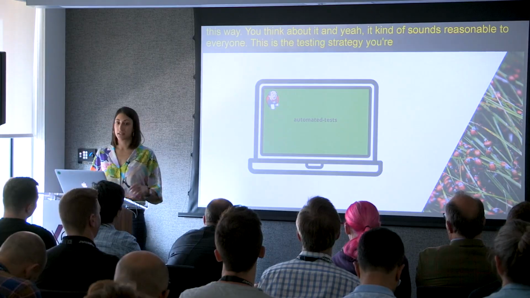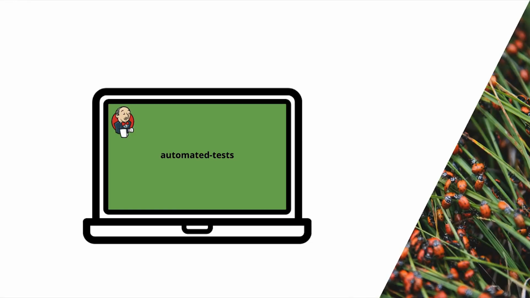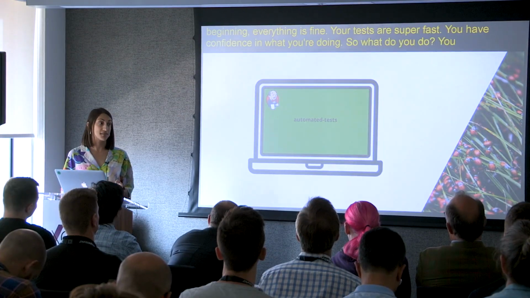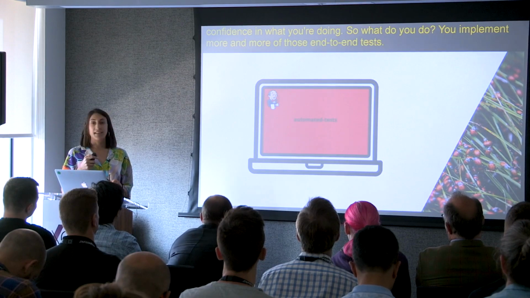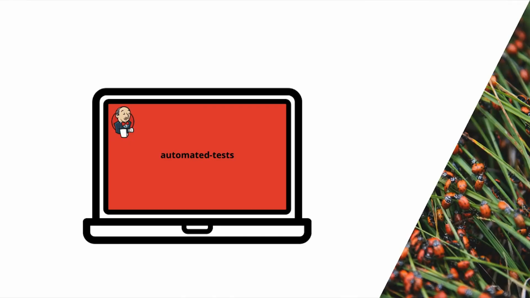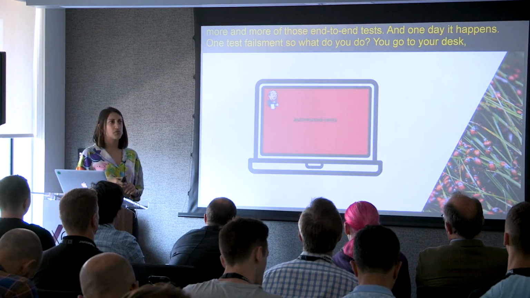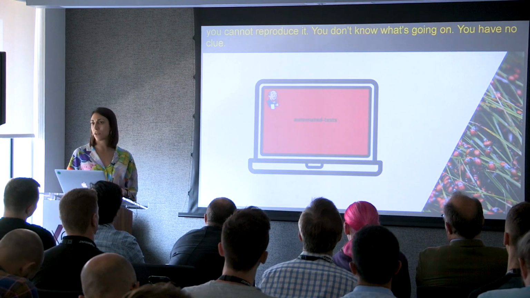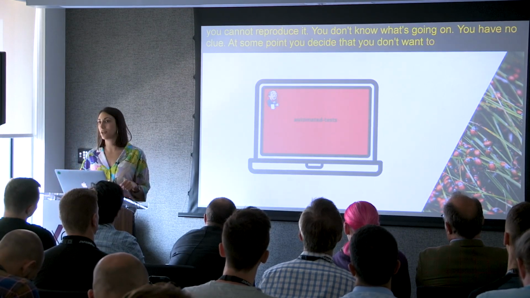And at the beginning, everything's fine. Your build is green, your tests are super fast, and you have confidence in what you're doing. So what do you do? You implement more and more of those end-to-end tests. And one day it happens. One test fails. So what do you do? You go to your test, you try to reproduce the error. However, you cannot reproduce it, so you don't really know what is going on. You have no clue. So at some point, you decide that you don't want to waste more time with this problem, and you hit the rerun button. And it goes green. Not a big deal. Well, you didn't know at this moment, but this is the moment when everything started going wrong.